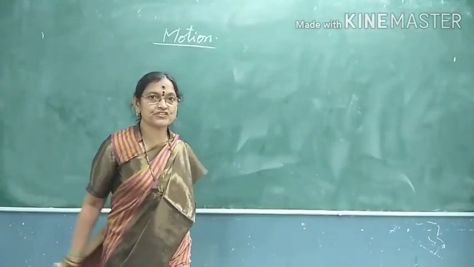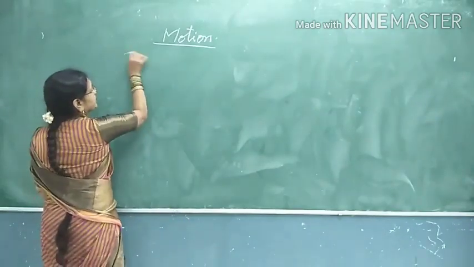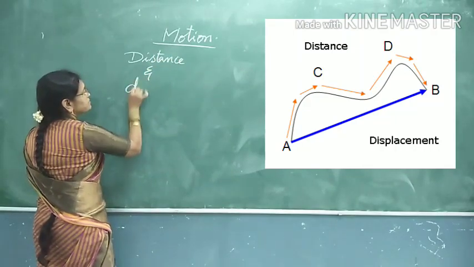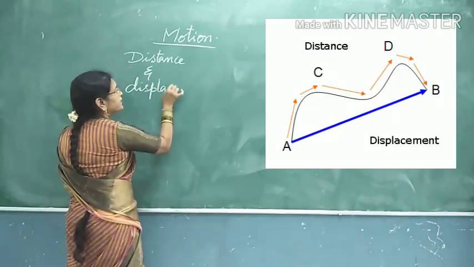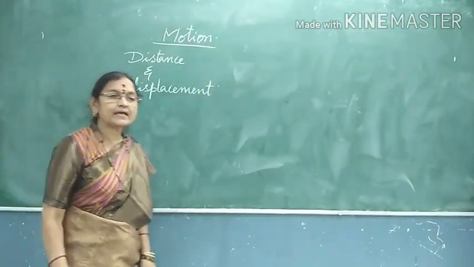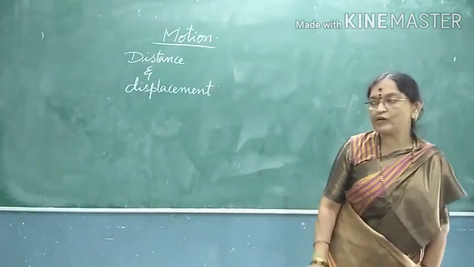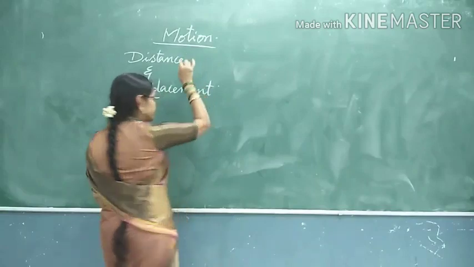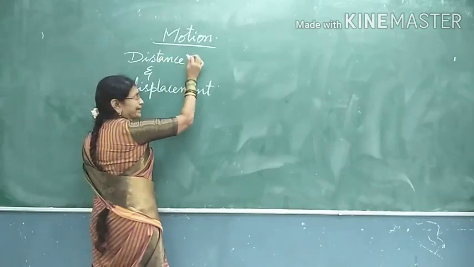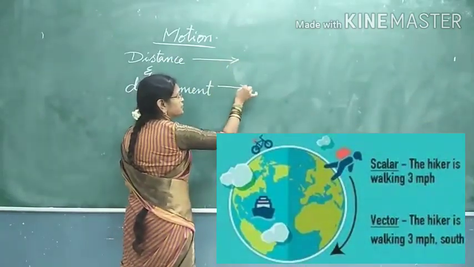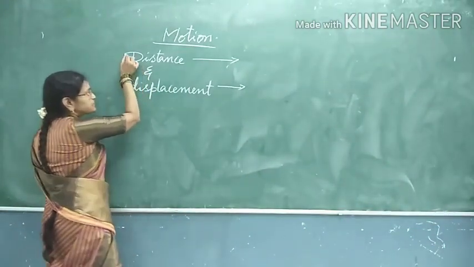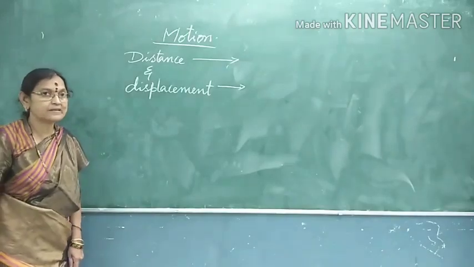We have learned about some definitions in motion. Those are distance and displacement. Are distance and displacement completely explaining the motion? No, they are not describing completely the motion of a moving object. So, still something we have to learn to get a complete description of motion of a moving object. Now, still something is there to learn about distance and displacement.